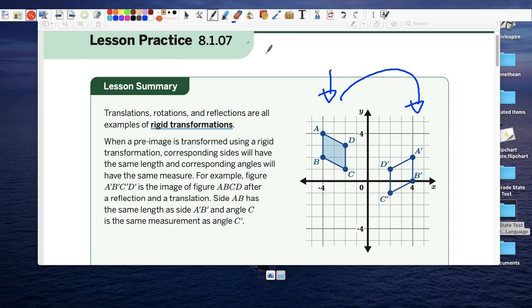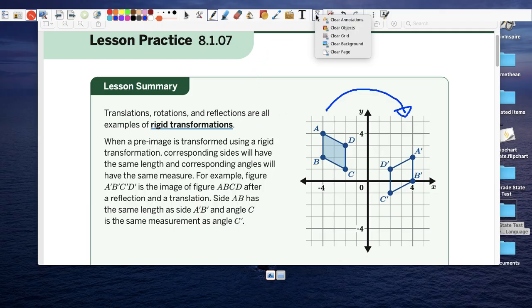Meaning, let me highlight side AB. Side AB corresponds to side A prime, B prime. Notice that both sides are 2 units. Side AD and side A prime, D prime also have the same length. So when we talk about rigid transformations, you're talking about a shape that got reflected, translated, or rotated, and its image has the same lengths and the same angles. That's it. There's really not much to this.